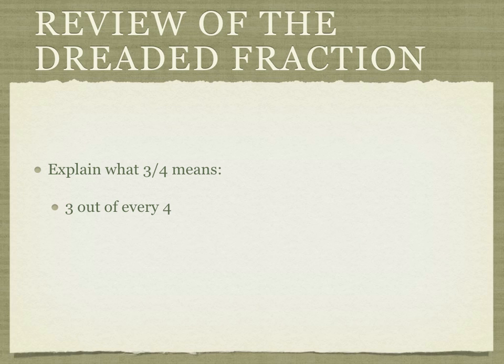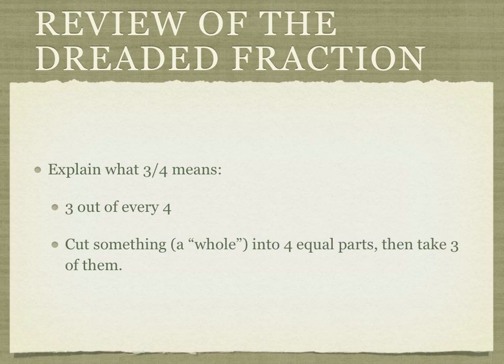So if I told you 3/4 of the students in a class preferred chocolate over vanilla, then you would group the students into groups of 4, and 3 out of every 4 of them would prefer chocolate. You might also take something, maybe it's a whole pizza or a whole cake, and cut it into 4 equal parts. And then you would take 3 of those to show 3/4.